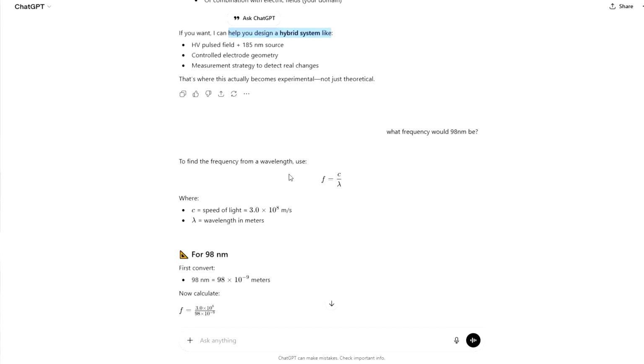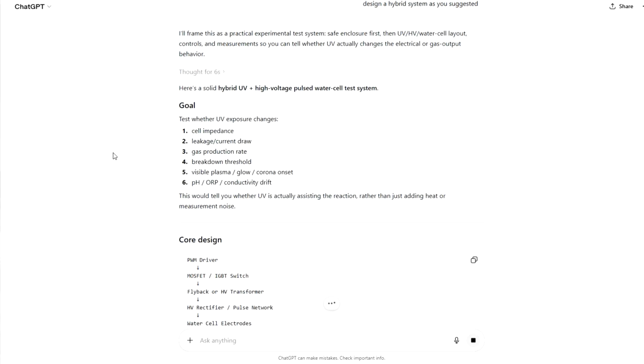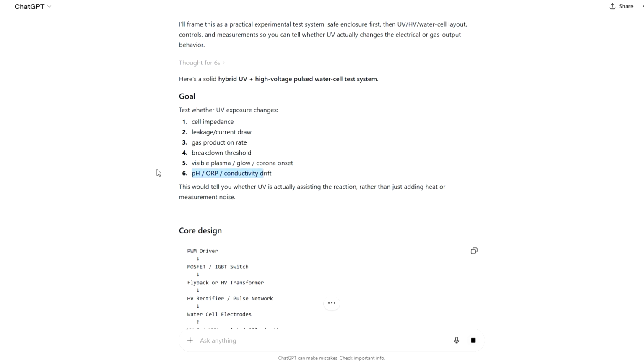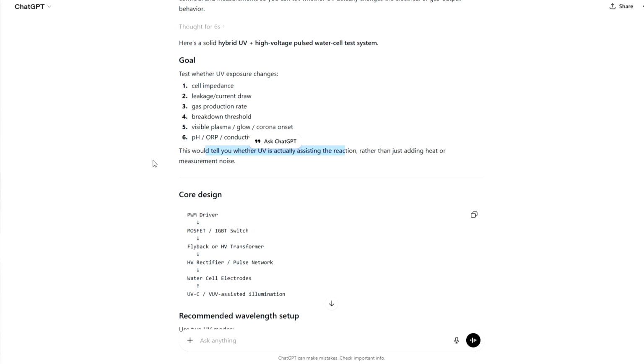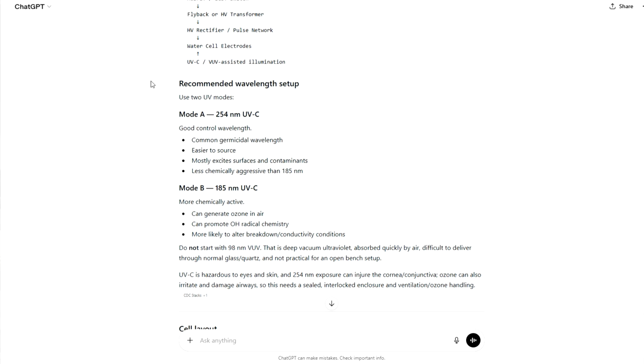So just for giggles, I'm going to say design a hybrid system. Goal: test whether UV exposure changes cell impedance, leakage, current draw, gas production rate, breakdown threshold, visible plasma glow, corona, pH, conductivity. This would help tell you if the UV is actually assisting the reaction rather than just adding heat or measurement noise. There are 2 UV modes.